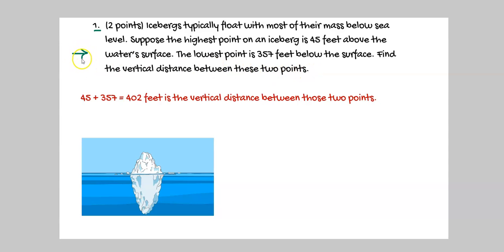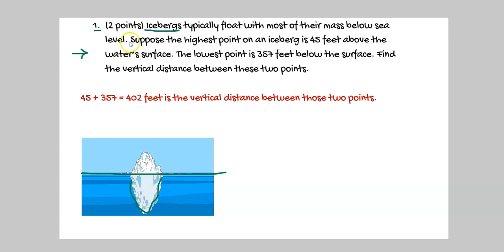In word problems like this, the best thing is to draw a picture for yourself. Because the most important thing here is to understand the problem. What is this problem about and what the question is asking. So let's say we have here the picture of an iceberg. It says that icebergs typically float with most of their mass below sea level. So this is the sea level, and most of their mass is below the sea level.